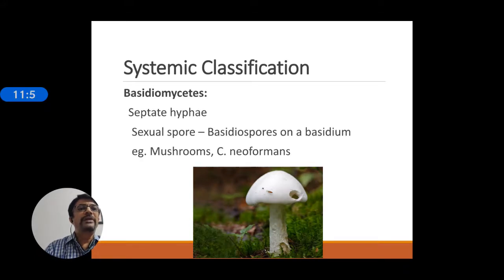The third type is the basidiomycetes. They have septate hyphae, and a basidium is formed on which there are sexual spores known as basidiospores. Examples are mushrooms and Cryptococcus neoformans. These are examples of basidiomycetes.